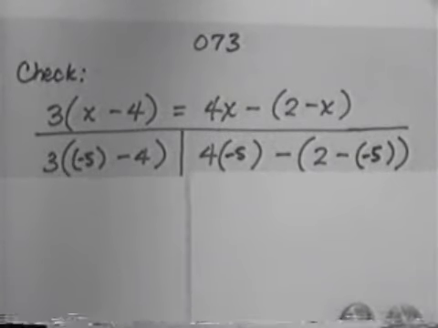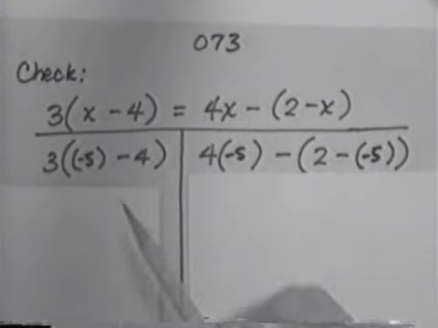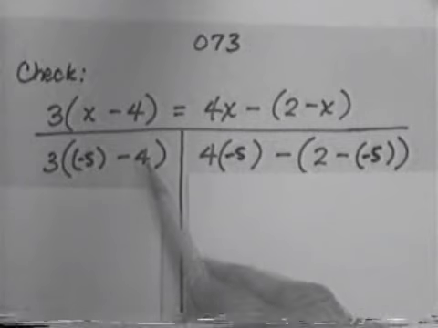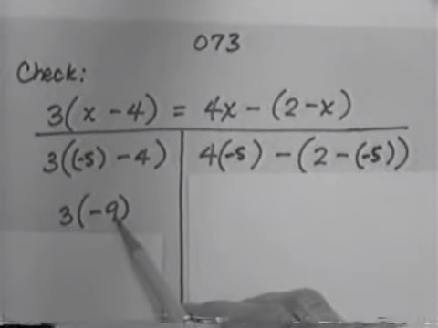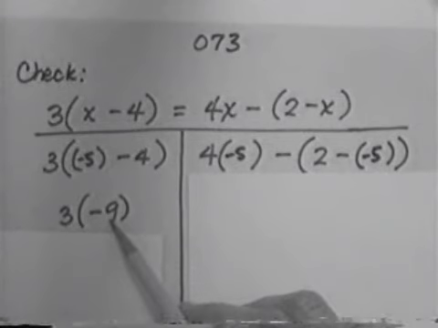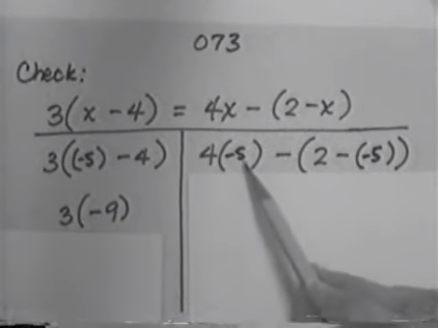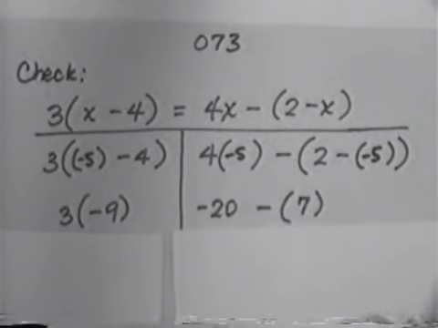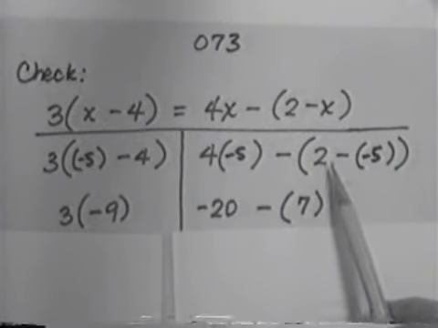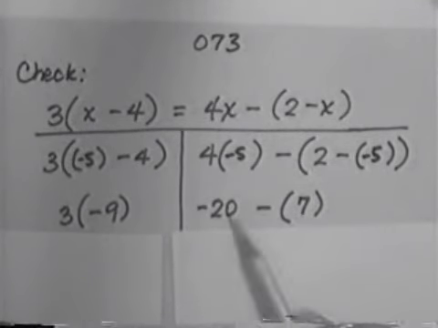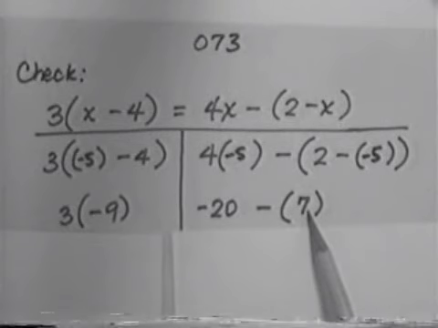On the left side, we have, in parentheses, negative 5 subtract 4, which is negative 5 plus negative 4, or negative 9. So we have 3 times negative 9. On the right, we have 4 times negative 5, which is negative 20. And then in parentheses 2 subtract negative 5, which is 2 plus 5, or 7. So we have negative 20 subtract 7.